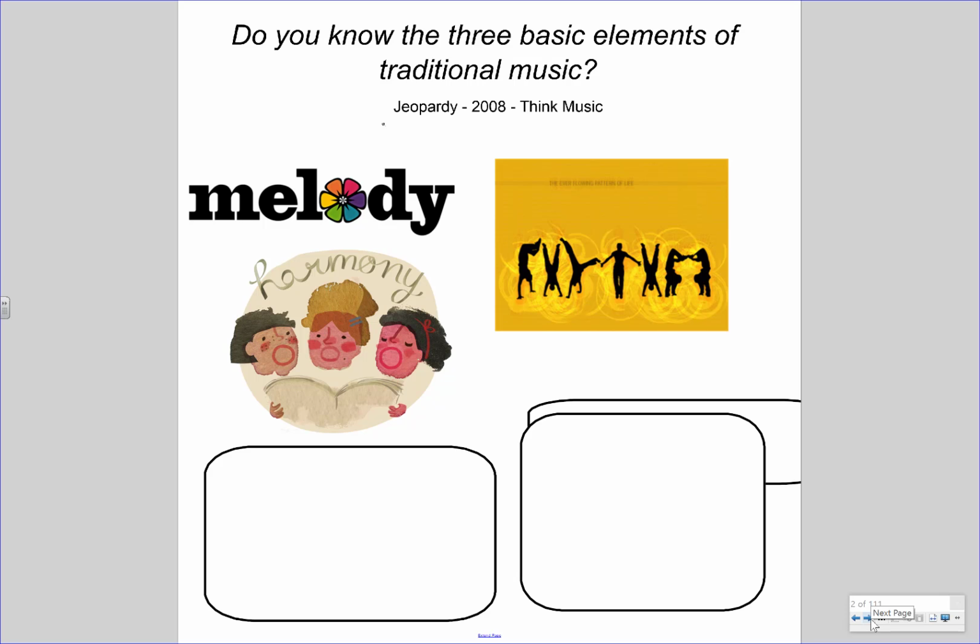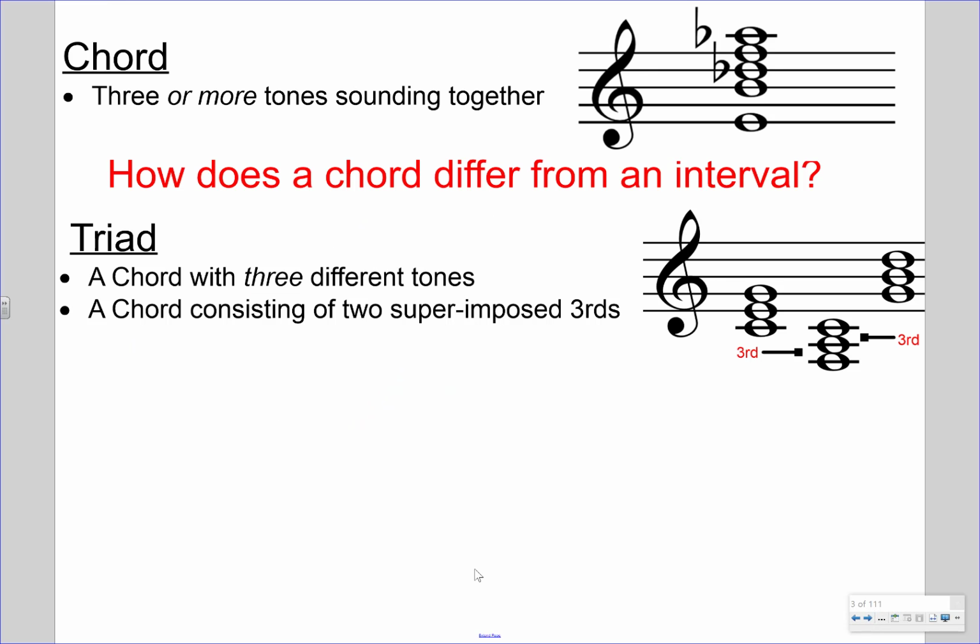Let's move on to some vocabulary terms. A chord. A chord is three or more tones sounding together. So how does a chord differ from an interval? Well, we already know that the interval is the distance or relationship between two notes. So chords are relationships between three or more notes.